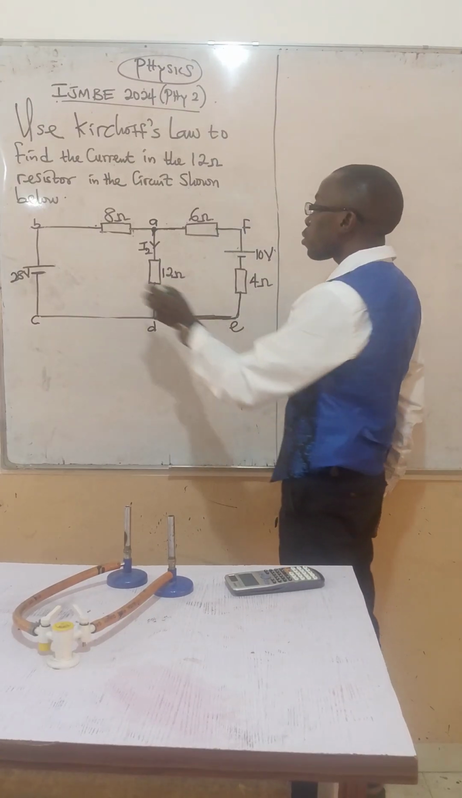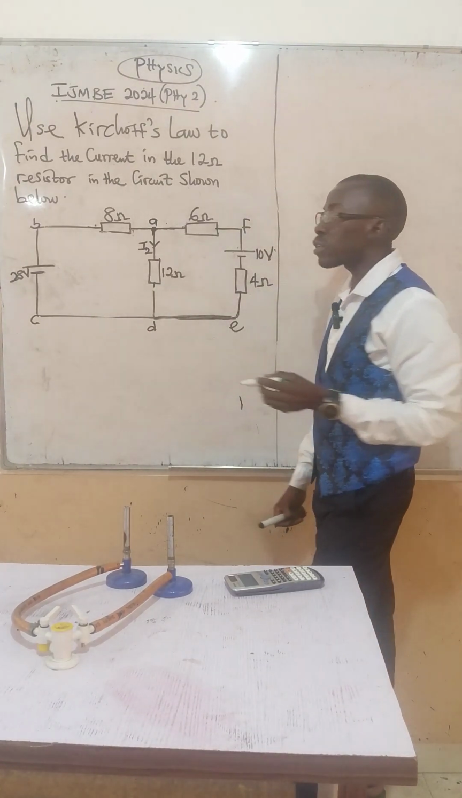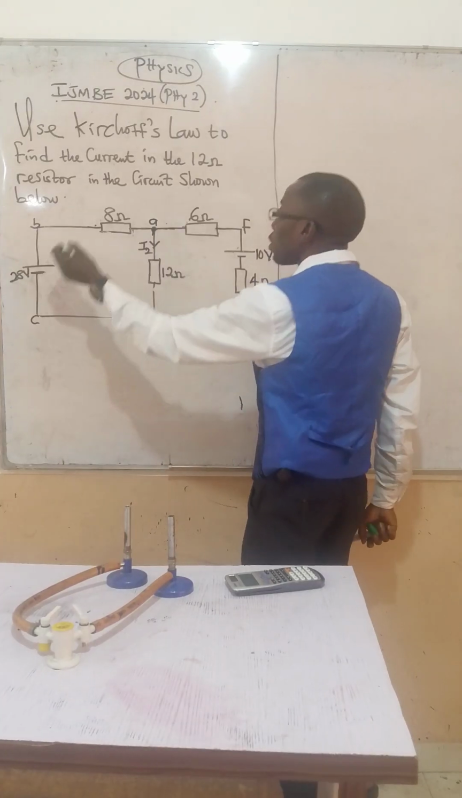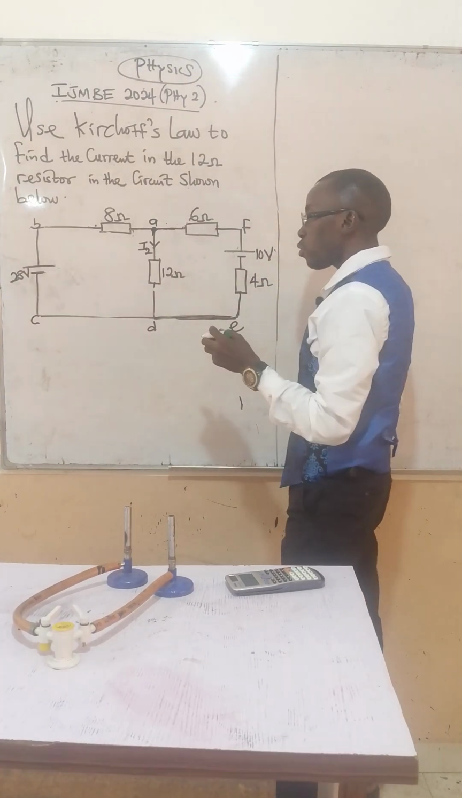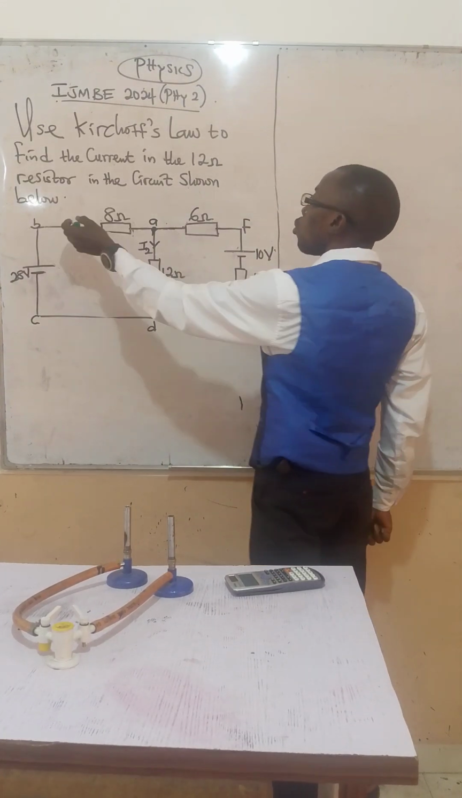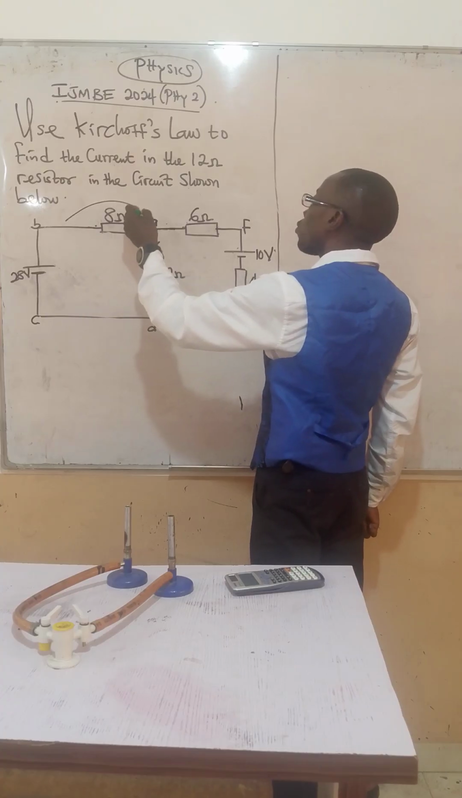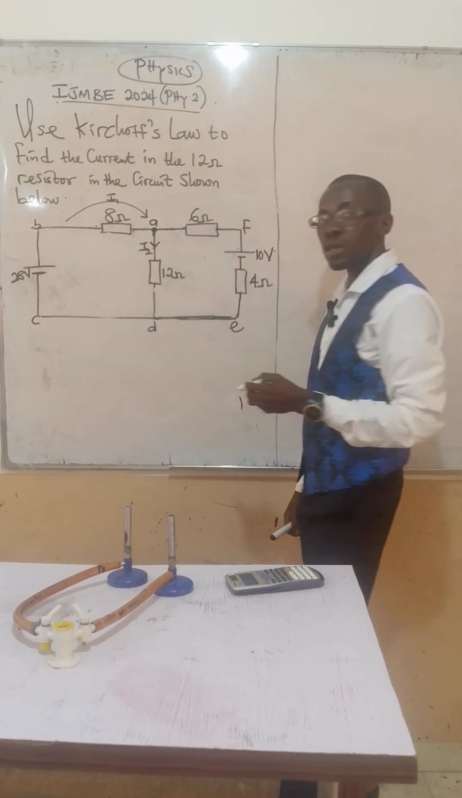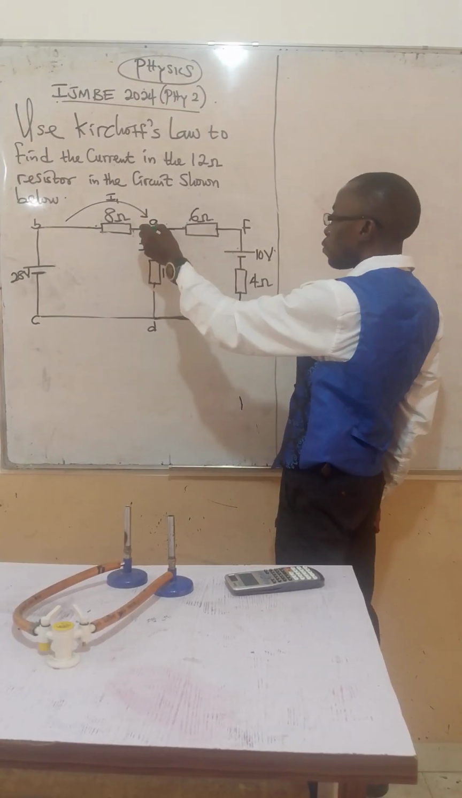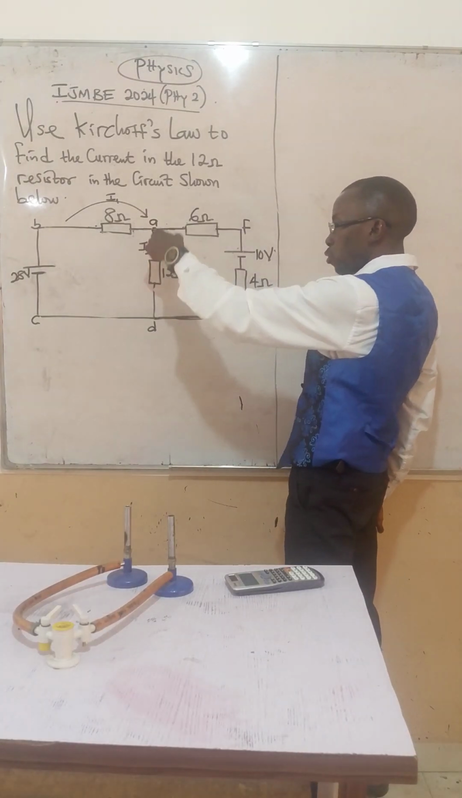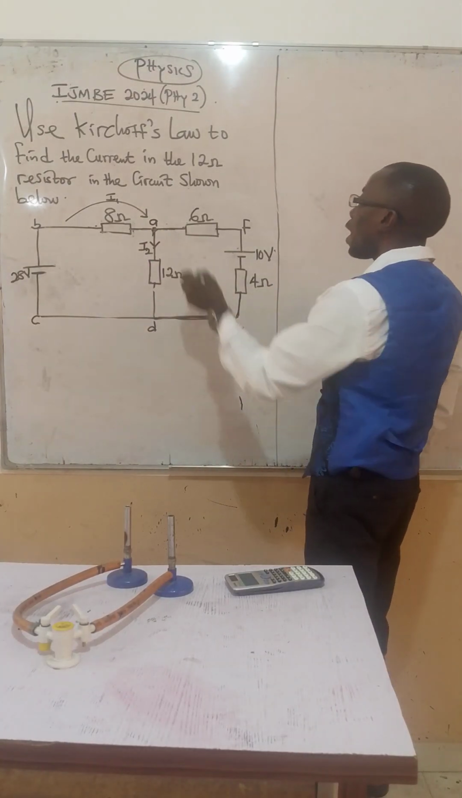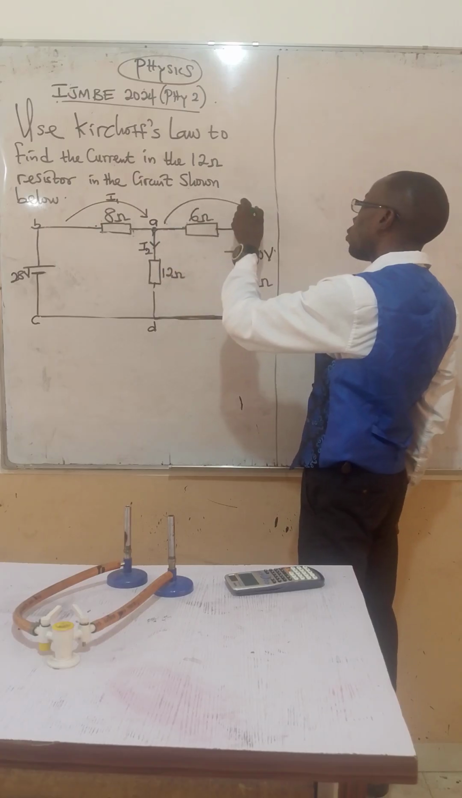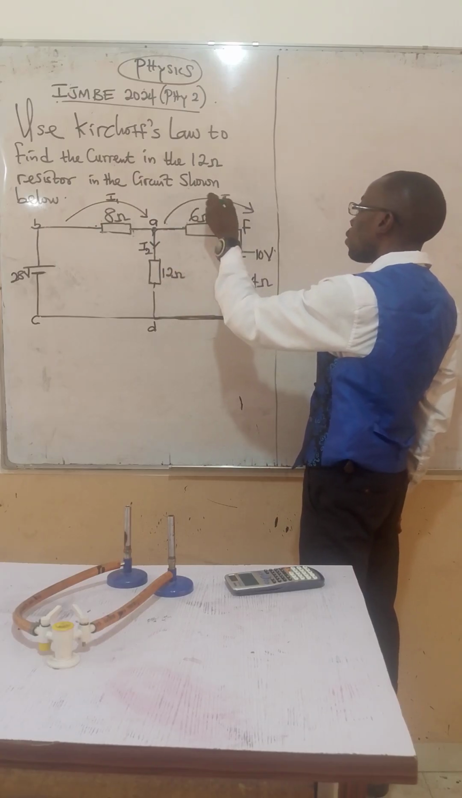Now for you to get the current in the 12 ohm resistor, you have to think about, okay, I need to consider Kirchhoff's first law, which is Kirchhoff's current law: the sum of current entering a junction, or this I1, must be equal to the sum of current leaving the junction. Leaving the junction, you have I2. Then I3 also leaves the junction. So you have I3 now.